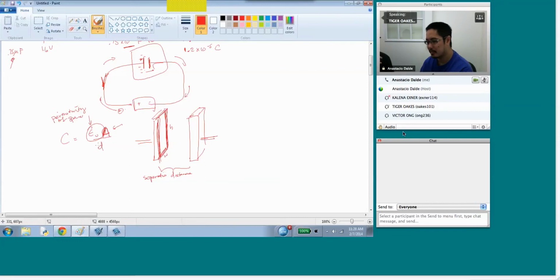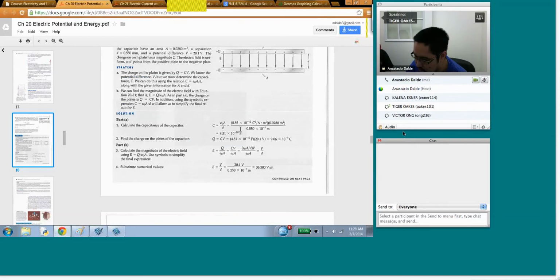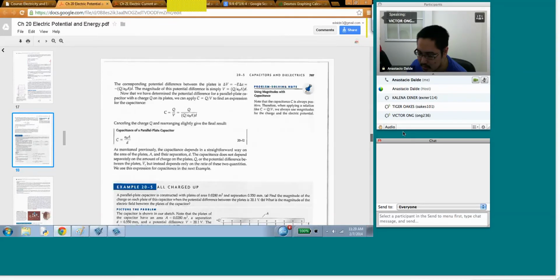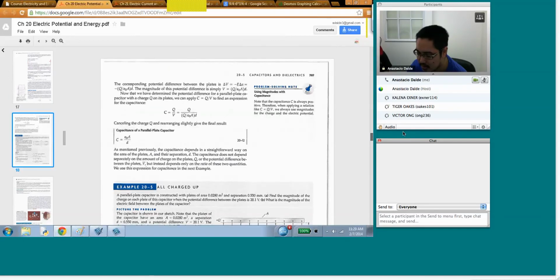So what would the number be? It's 8.85 times 10 to the negative 12, and the units for it are Coulomb squared divided by Newton meter squared. And that's for talking about air. Permittivity of space. Surprised I didn't mention that a little earlier.